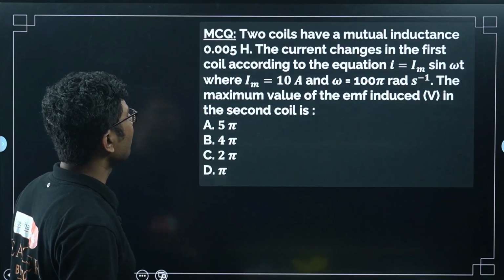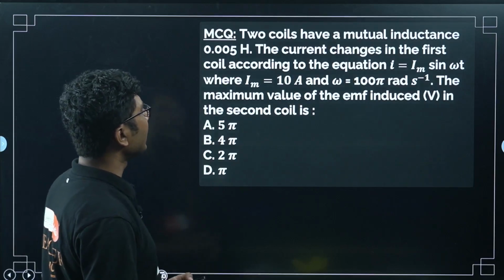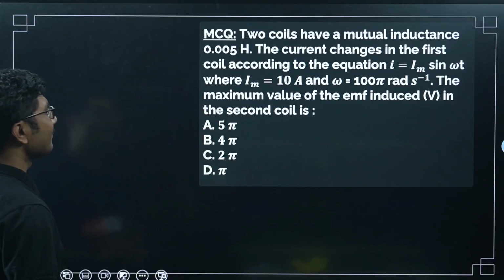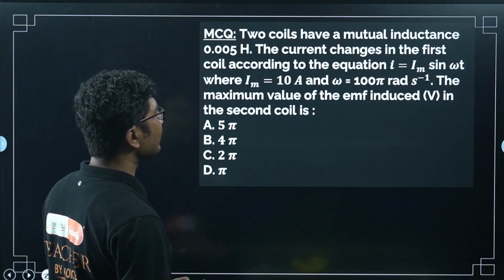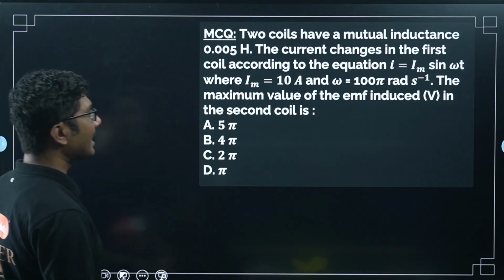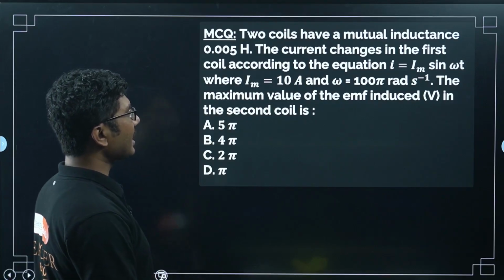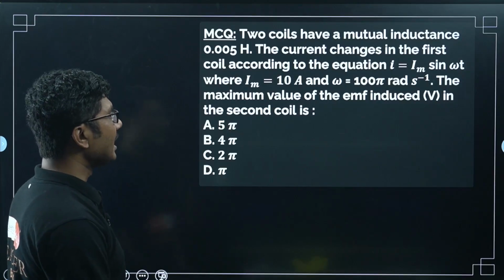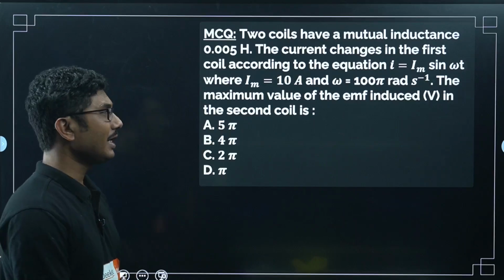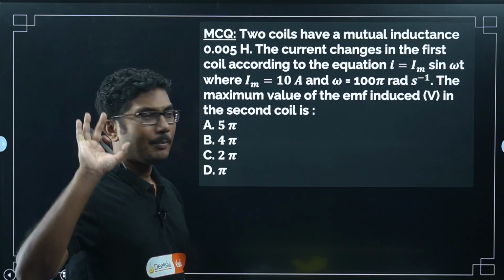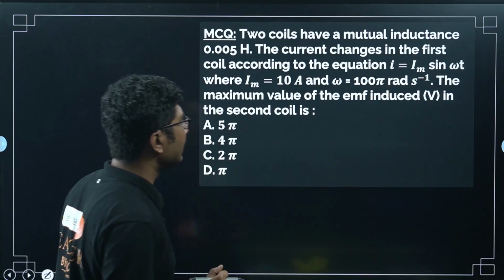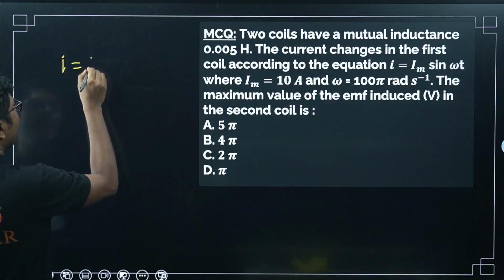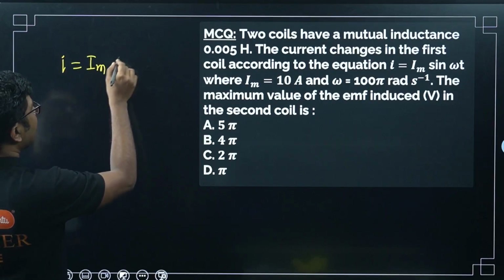Now let's look into a problem. Two coils have mutual inductance 0.005 Henry. The current changes in the first coil according to the equation I equals Im sin omega t, where Im is 10 ampere and omega is 100 pi radian per second. Find the maximum value of EMF induced in the second coil. This is partly related to AC, but we can solve it without knowing anything about AC. So current is given here, I equals Im sin omega t.